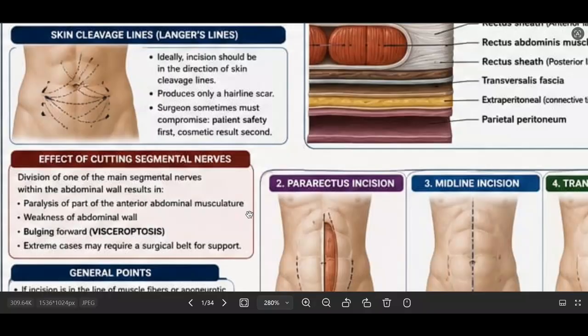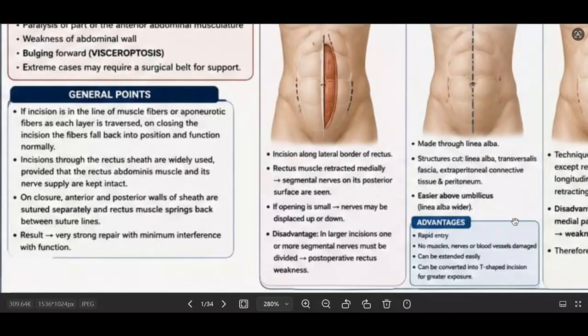Okay. Now, what are the principles of muscle splitting? There are some principles that a surgeon has to follow while performing this. According to our book, if the incision follows the muscle fibers, when surgery ends, the muscle fibers naturally fall back into place. The result is normal function retention, less damage, and better healing, and this is why muscle splitting incisions are preferred over muscle cutting incisions.